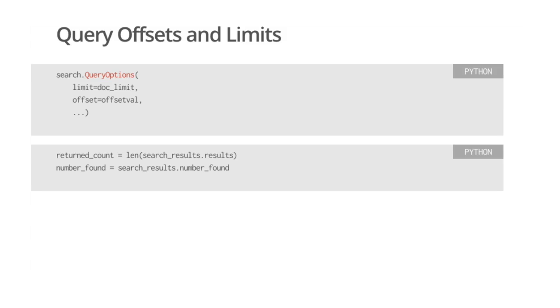To control the number of results that a query returns, use the limit parameter of the query options constructor. In the example product search application, we use limit to return at most 3 results per page. We also use the offset parameter. The offset indicates the number of matched documents to skip when returning results. The limit and offset parameters provide support for pagination in the product search application. To implement pagination, we also need to know how many results were returned from this query and how many matches were found in total. As we saw earlier, we can get this information from the returned search results object.